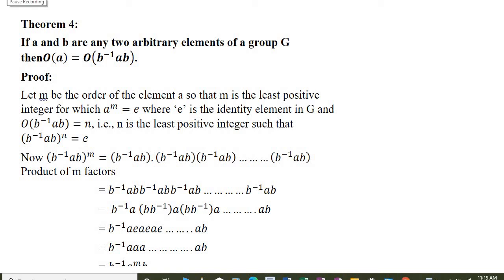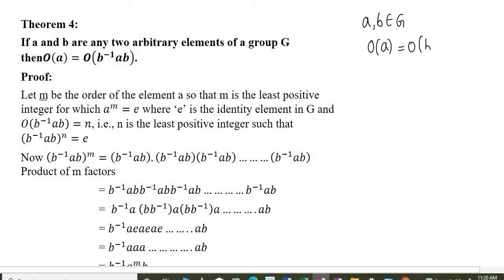Next theorem: if A and B are any two arbitrary elements of a group G, then order of A equals order of B inverse AB. So here observe the statement once: A and B are any two elements of G. Now we have to prove that order of A equals order of B inverse AB.